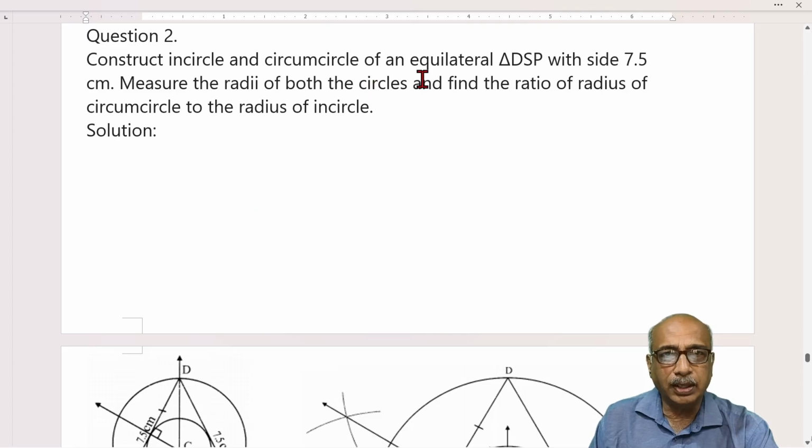Next, construct incircle and circumcircle of an equilateral triangle DSP with the side 7.5 centimeter. Measure the radii of both the circles and find the ratio of radius of circumcircle to the radius of incircle.